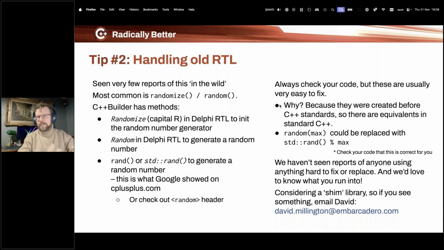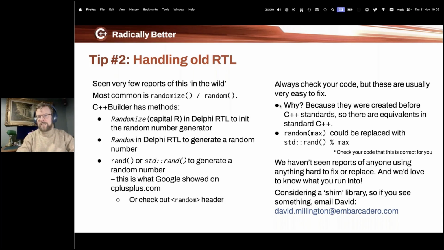So random within a range can be replaced with std::rand modulo that maximum, for example. You should obviously check that the code is correct for you. Please do that. But look, we have seen very few reports of this in the wild, and we haven't seen reports of anything particularly hard to fix or replace. But we would love to know what you're running into.